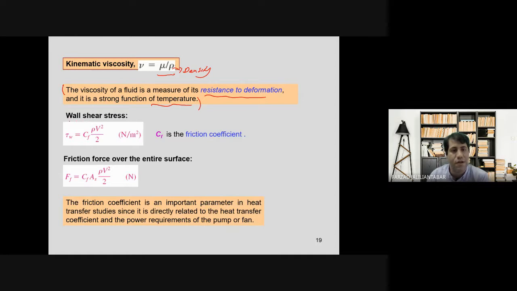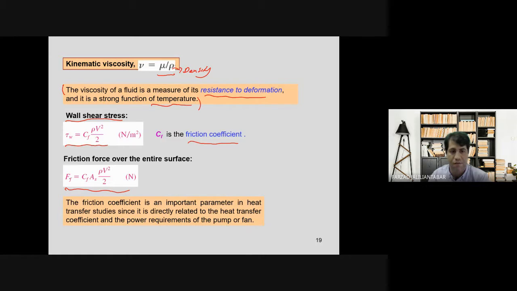Shear stress also can be calculated by this equation, or tau_w equal to Cf rho V^2 divided by 2. Cf here is the friction coefficient, rho is density, V is the velocity of the fluid, and by this we can also calculate the wall shear stress. And the friction force over the entire surface is this much. Very important value or force when we are going to select the pump.